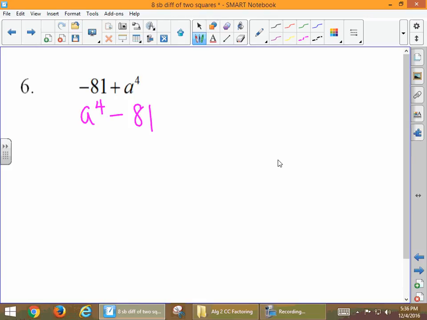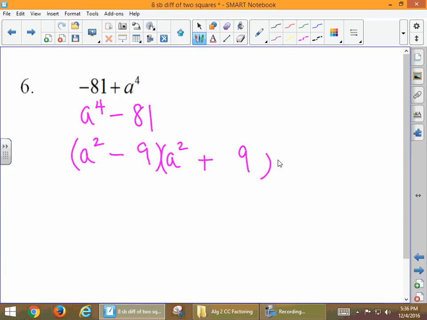We have a binomial with a minus sign, which means that we can factor it. We want to break it up so that we've got the same factors in each. And when we do, a to the 4th is a squared times a squared. 81 is 9 times 9. The difference between two squares, different signs.